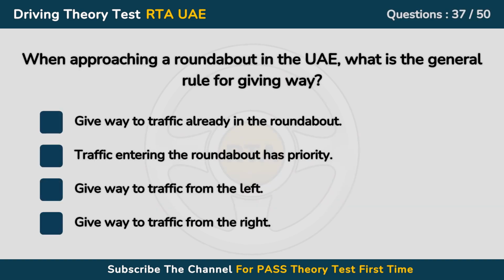Question 37. When approaching a roundabout, what is the general rule for giving way? A. Give way to traffic already in the roundabout. B. Traffic entering the roundabout has priority. C. Give way to traffic from the left. D. Give way to traffic from the right.